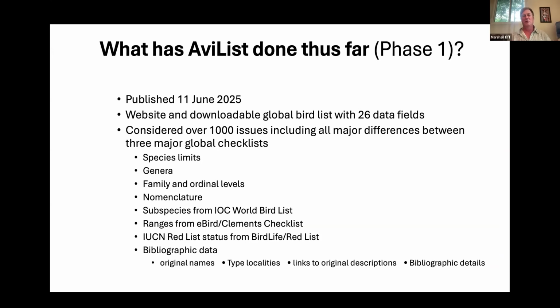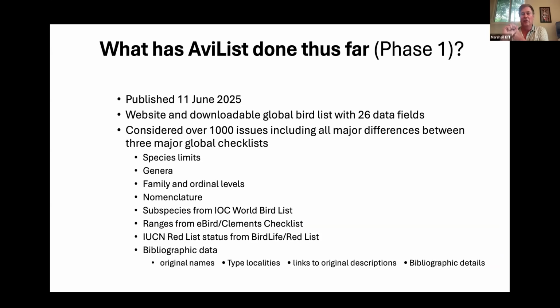So we've been dividing this AviList process into two phases. Phase 1 was this big project to look at all the incongruences between the lists, so all the places where the species and names differ. That's the piece that completed with the publication of the first version. Phase 2 is what we're starting now, which is to keep this going for annual updates and bring in these regional groups. So phase 1 was finally published on the 11th of June. The website is now out.